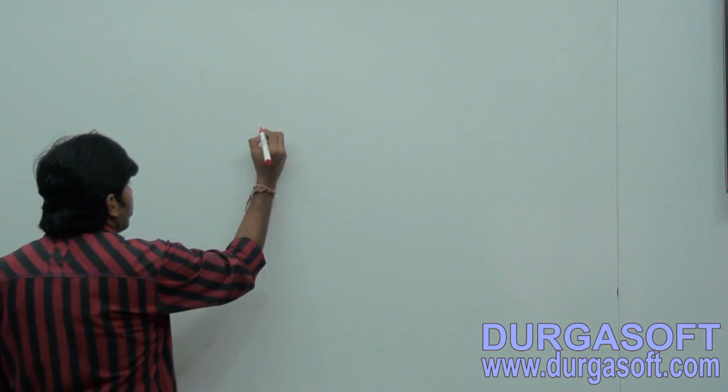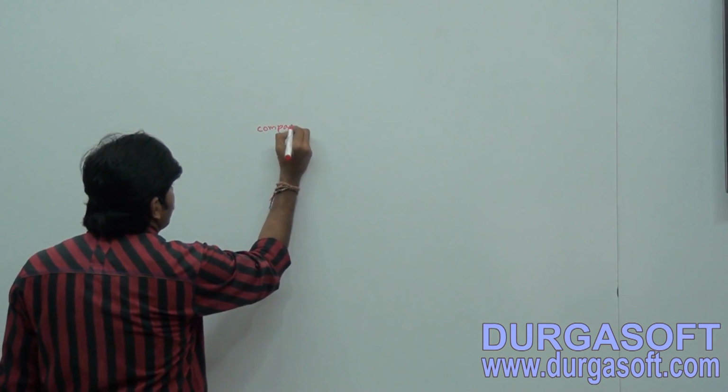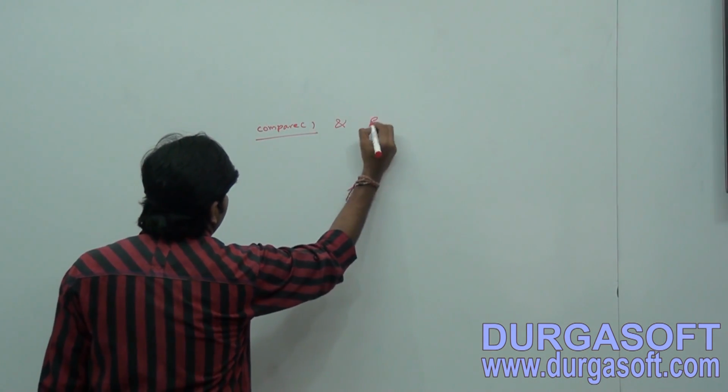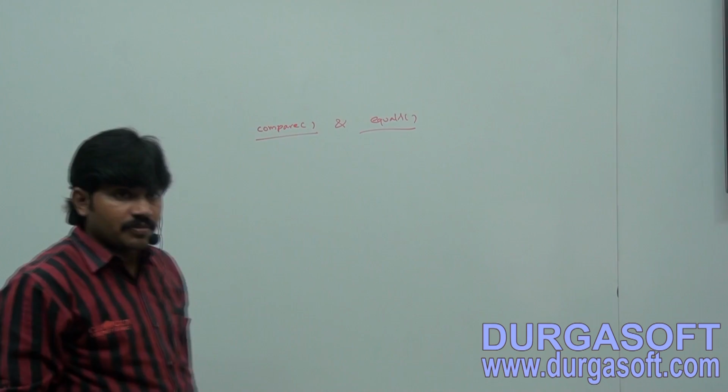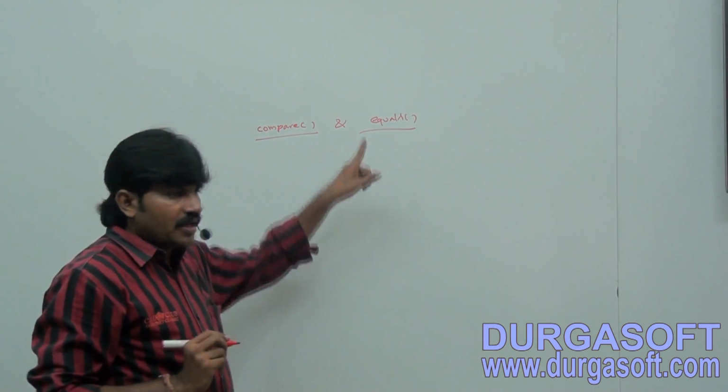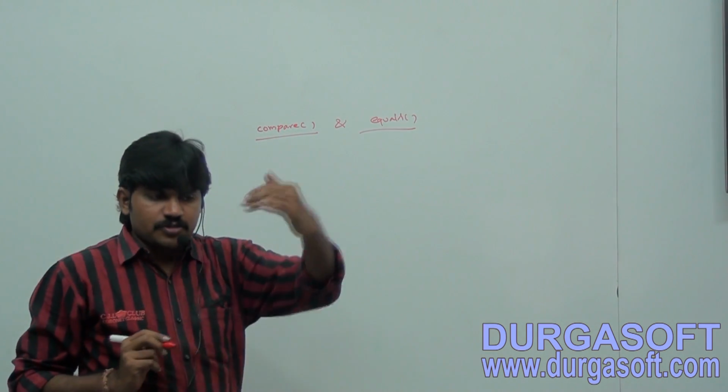Second, Comparable defines how many methods? Only one method. What is that method? compareTo. Comparator defines how many methods? Two methods. The first method is compare, and the second method is equals. Regarding equals, it is the equals method which is there in the Object class, right? First, add these two points.